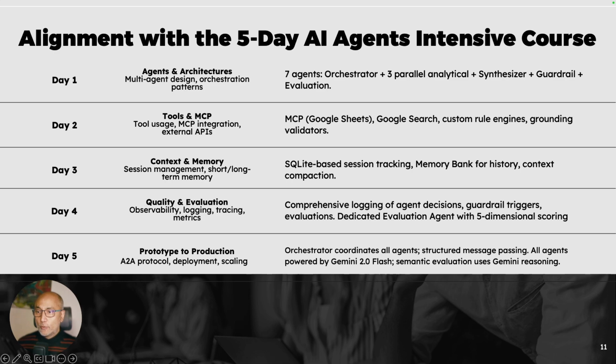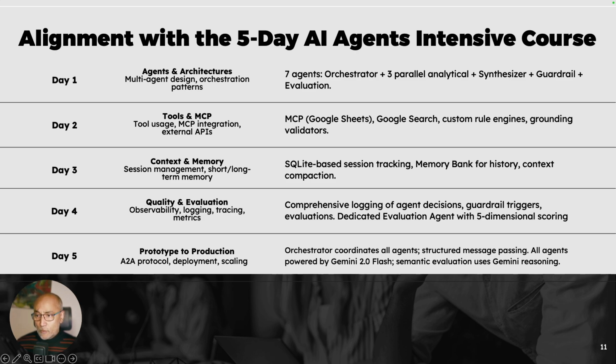Let me show you exactly how this maps to the 5-day intensive course. Day 1, agents and architecture. We built 7 agents: orchestrator plus 3 parallel analytical agents, synthesizer, guardrail, and evaluation. Day 2, tools and MCP. Full MCP integration with Google Sheets, Google Search for grounding, and custom rule engine. Day 3, context and memory. Memory bank for cross-session history.